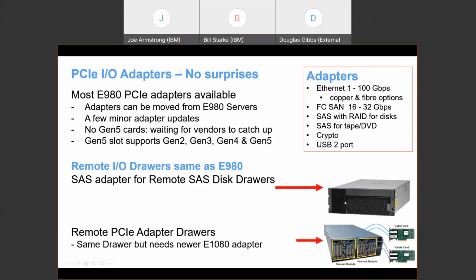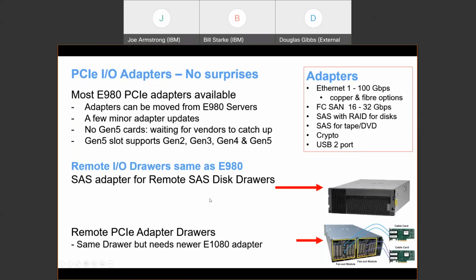The same I/O drawer that was used in the E980 will come over and be used in the E1080 as well. And the PCIe adapter drawer, the same adapter drawer, can move over as well. It does take a newer E1080 adapter, but the drawer itself can come over.